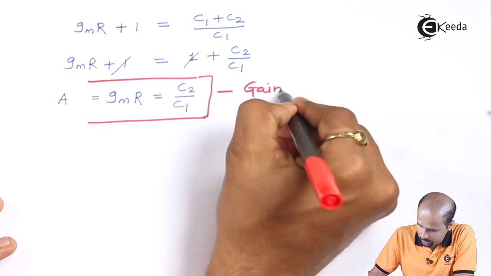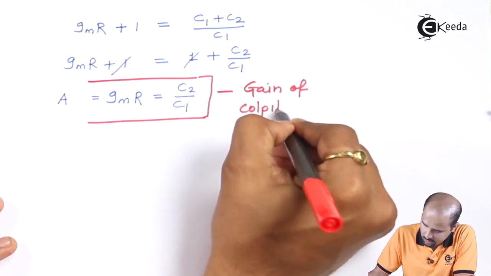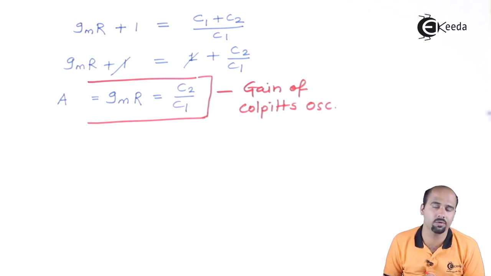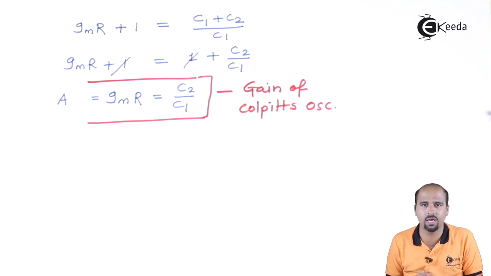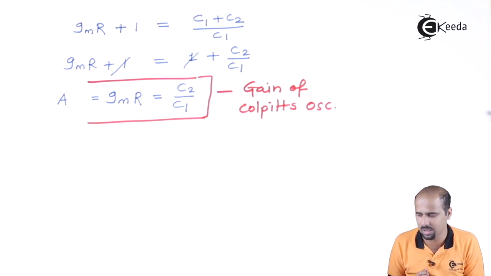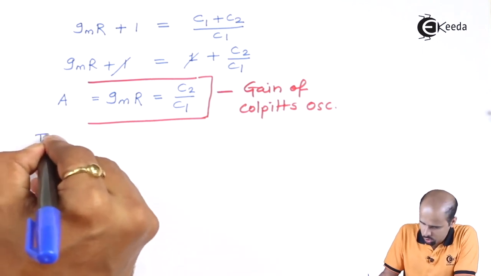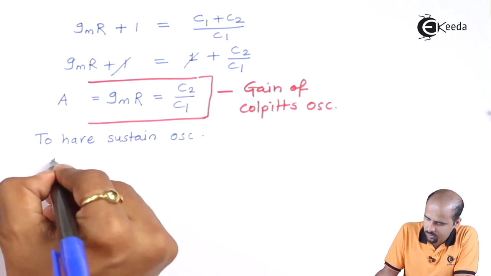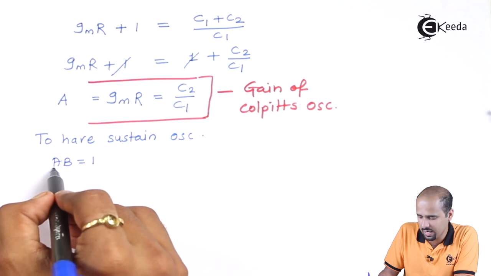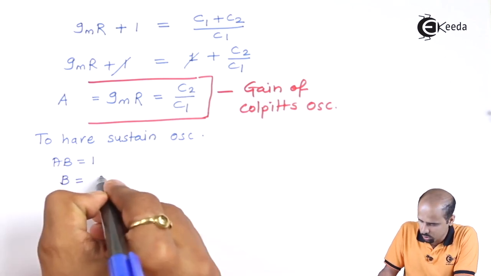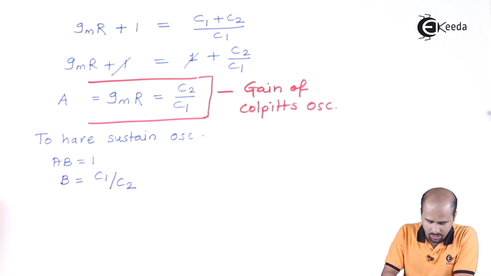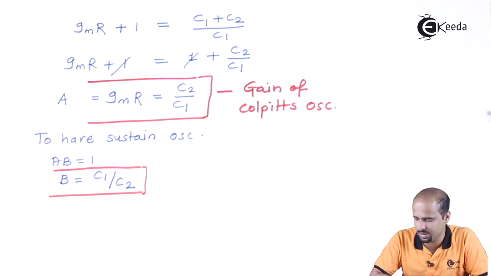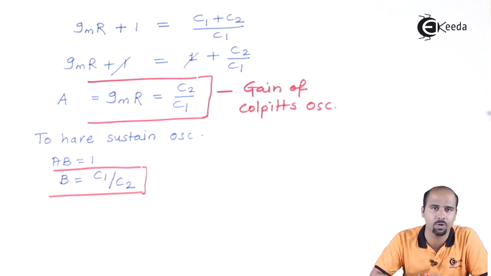So this is nothing but the gain of the Colpitts oscillator. Obviously, it is the gain of the forward block only, not the feedback block. The feedback block will have gain exactly the inverse of this, so B is C1 by C2. So to have sustained oscillation, I will say that AB is equal to 1. I have got the value of A equal to C2 divided by C1, so B is equal to C1 divided by C2, and that will be another finding for the feedback gain. So I will choose the values of C1, C2 and their ratio such that the product is equal to 1.